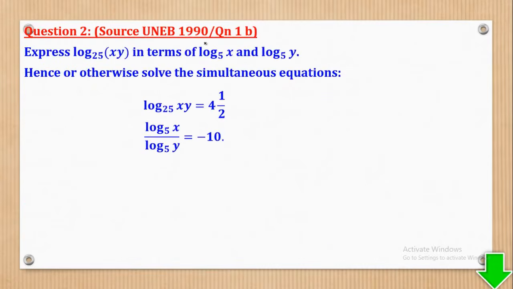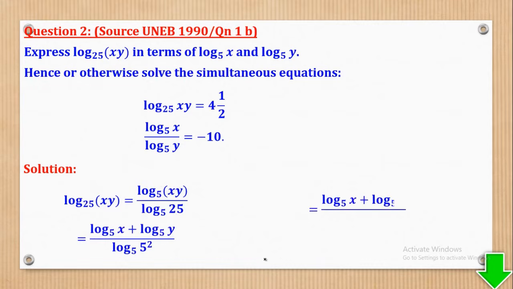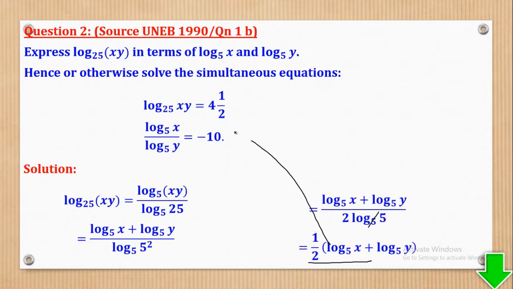Question 2 came from UNEB 1990, paper 1, question 1b, and says, express this in terms of this and that, and hence or otherwise solve the simultaneous equations, these ones. So this one is the same as that, and we are going to change this to base 5 to give you that step. Then expanding this, the numerator gives you that, and this 25 is the same as 5 squared. So this power can go down to become 2 log base 5 of 5. But this one is equal to 1, therefore in the end we shall come up with this. So basically that is what they wanted.